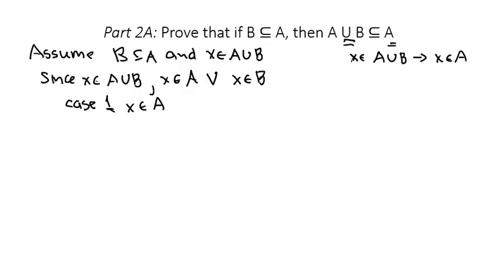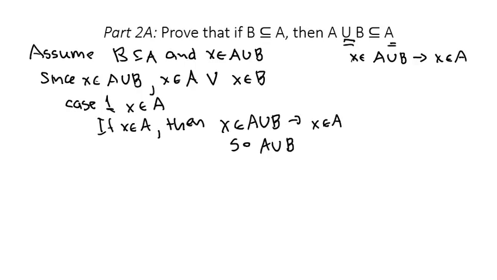So if case 1, X is in A, well then we're done, because what we wanted to show was that X is in A. So if X is in A, then we know that X is an element of A union B implies that X is an element of A, which would say that A union B is a subset of A, and that would be done. So there we'd show that A union B is a subset of A.